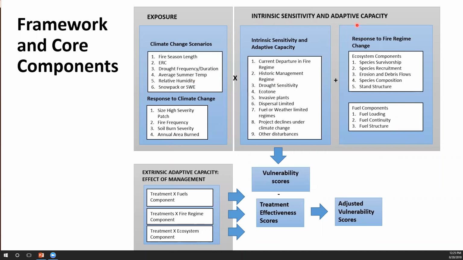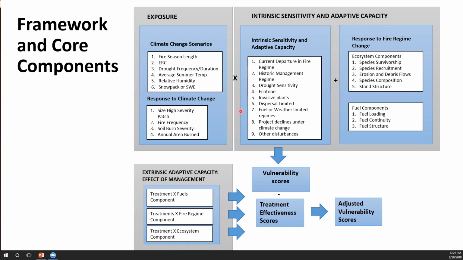So the intrinsic sensitivity and adaptive capacity, now we're starting to talk more about our landscape here. And so we have these intrinsic sensitivity characteristics here, and these are things that probably lend greater likelihood of negative impact to an ecosystem if they're present. So these are primarily yes/no questions. And so, what is your current fire regime with respect to departure from desired conditions, your historic management regime, drought sensitivity, whether your system exists at an ecotone, whether there are invasive plants present, whether your primary vegetation is dispersal limited.